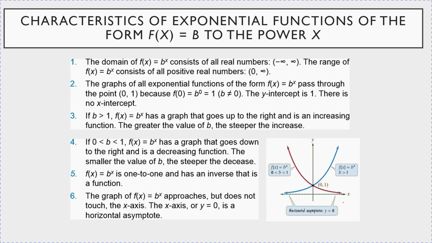Next, f of x equals b to the x is a one-to-one function, and has an inverse that is a function because it passes the horizontal line test. We use the horizontal line test to determine if a function has an inverse, and the vertical line test to determine if it's a function. Anyways, the graph of f of x equals b to the x approaches but does not touch the x-axis. The x-axis, or the line y equals 0, is the horizontal asymptote that I was trying to show you in the previous examples.